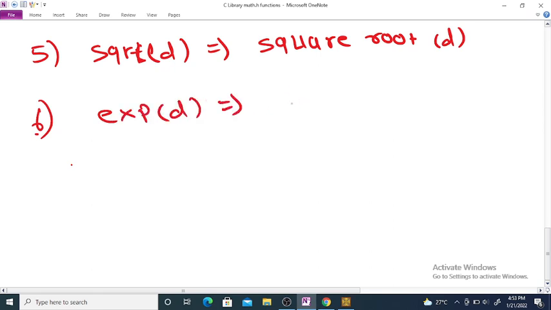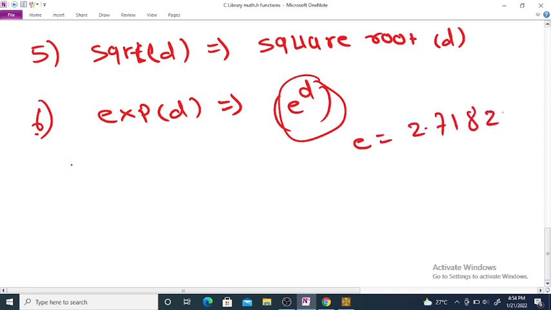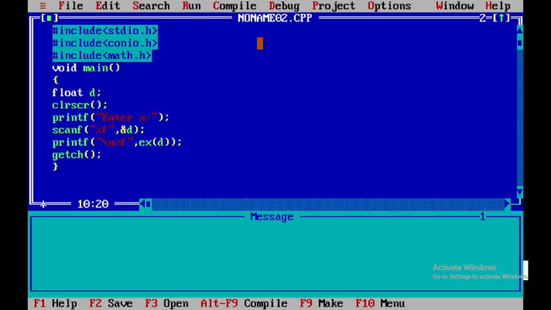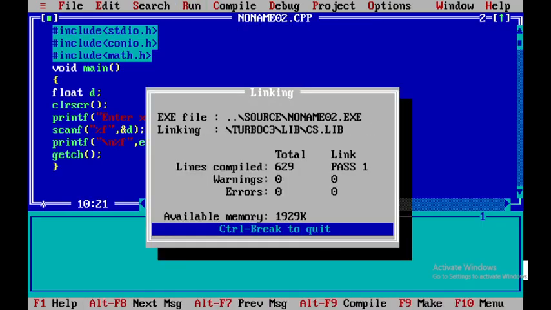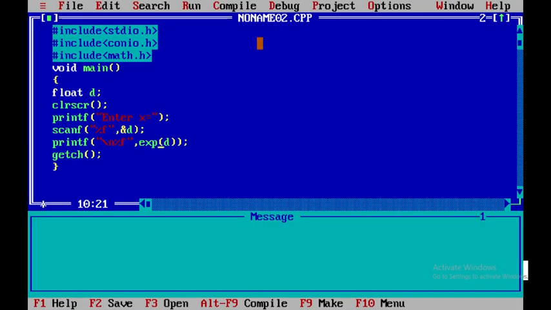Now the next mathematical function, the number 6, is exp of d. It returns e raised to d, that is exponential number raised to d. So we know that e is the inverse of natural logarithm. It returns e raised to the power d, where e is equal to 2.718281 something. Okay, so if you write here exp d, now if you run here and if you enter 1, the output is 2.71. But if you run here, say 2, output is 7.38. So this is the mathematical function, exponential function.